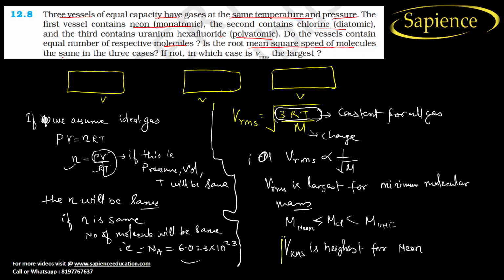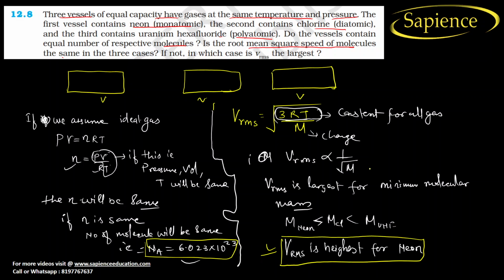So this is our required result. The number of molecules will be the same, that is constant for all, but VRMS will be different, and this is your third result. Okay, hope you have understood this.